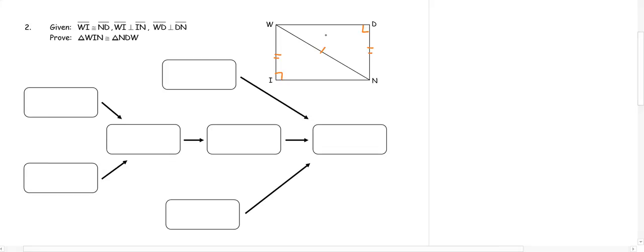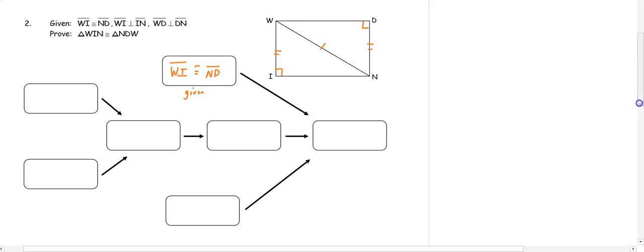When I start filling out my flow proof, I know that there's one statement here that's given to me, and I can't do anything else with it, so it should just have an arrow to my final box, and this was given to us. There's another box with just one arrow, which means it's a one-step explanation, which happens with reflexive properties. So we'd also have WN is congruent to WN by reflexive.